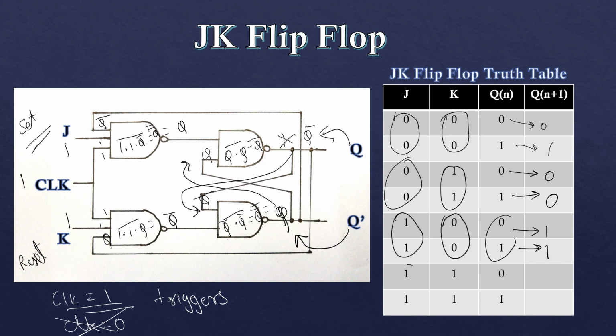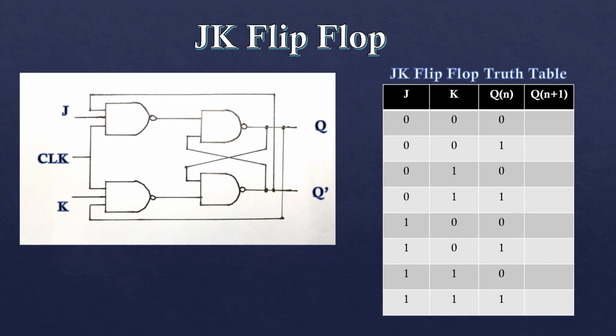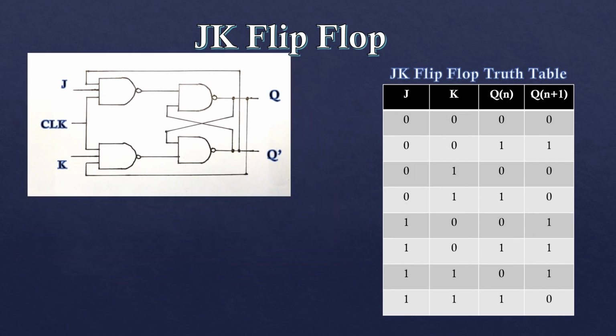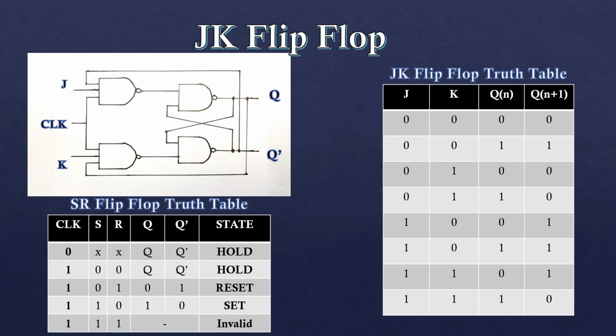That is why when J is 1 and K is 1, whatever may be the previous output, it will negate it. That is, 0 will become 1 and 1 will become 0. This is how you can fill the truth table for JK flip-flop. Here you can see the truth table. You can read it.